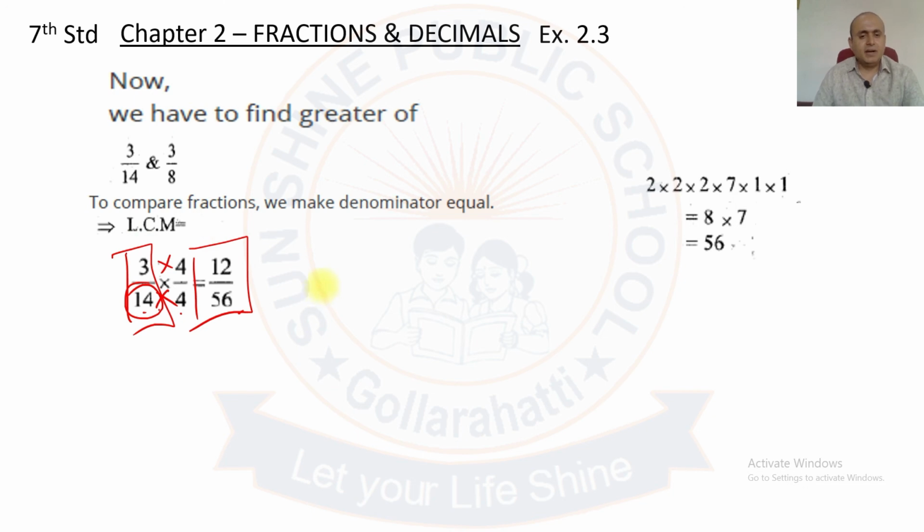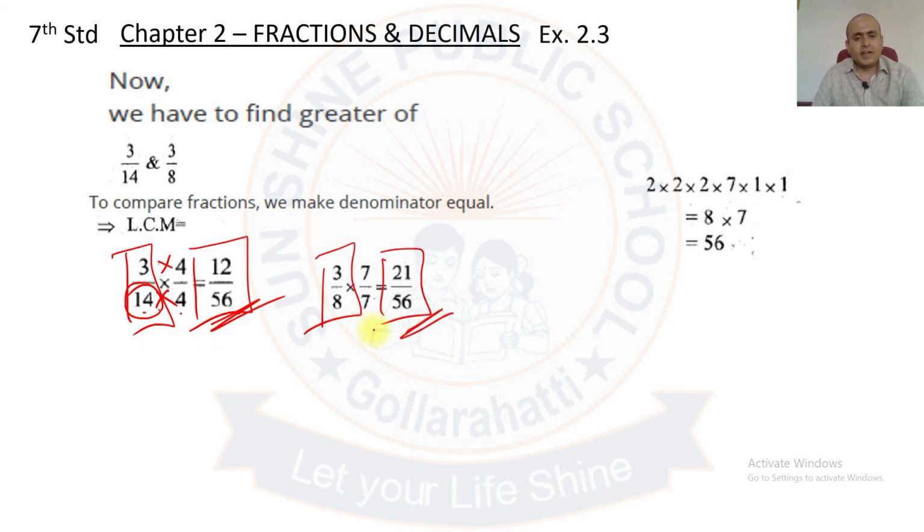Let us take the second number, that is 3 by 8, and we want to make it an equivalent fraction with 8 becoming 56. To make 8 equal to 56 you have to multiply it by 7. Therefore when you multiply the denominator by 7 you should multiply the numerator by the same number as well. That is 3 7s are 21. In the place of 3 by 8 we got 21 by 56.